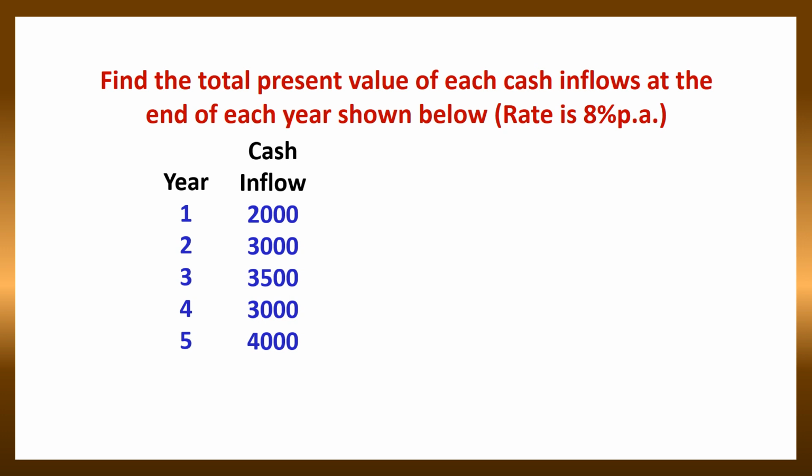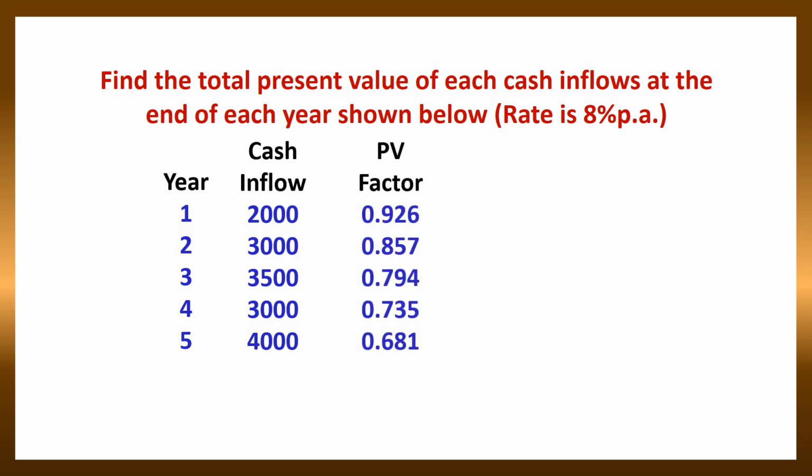The present value factors for 8% is for the first year 0.926, second year 0.857, third year 0.794, fourth year 0.735, and fifth year 0.681.